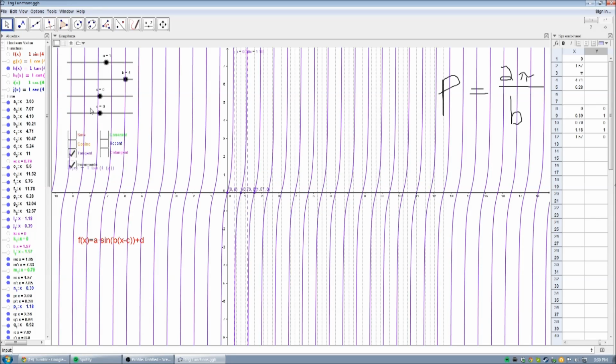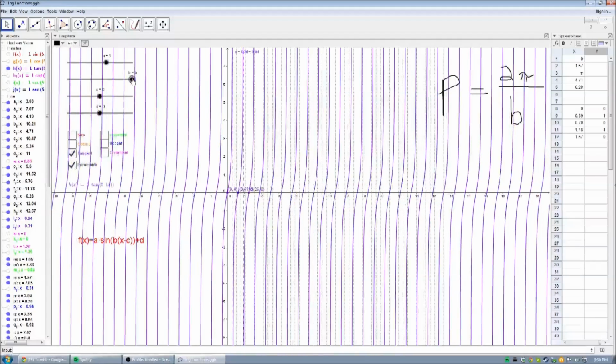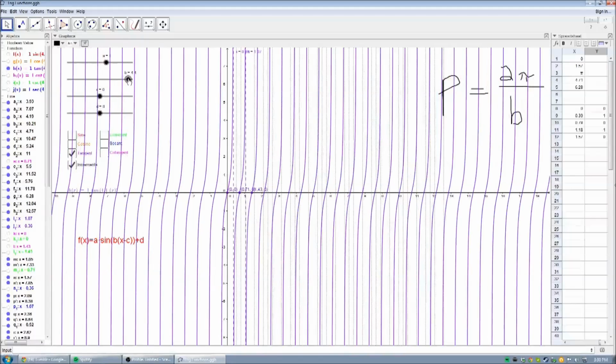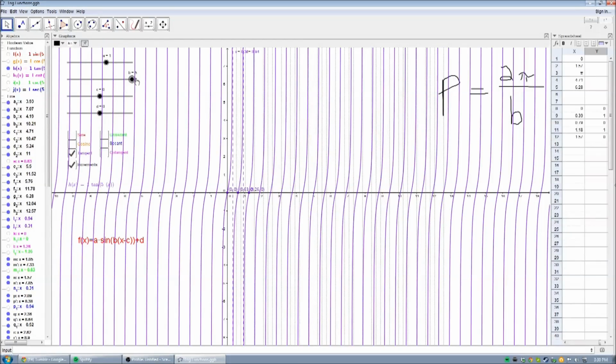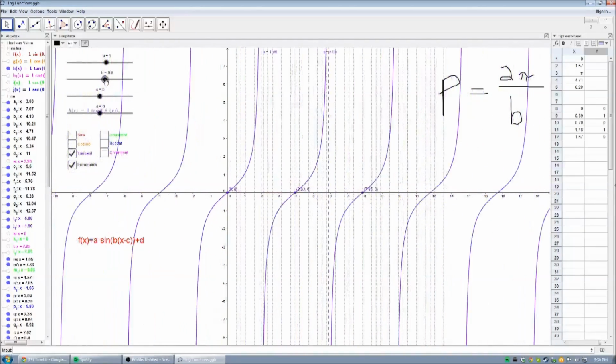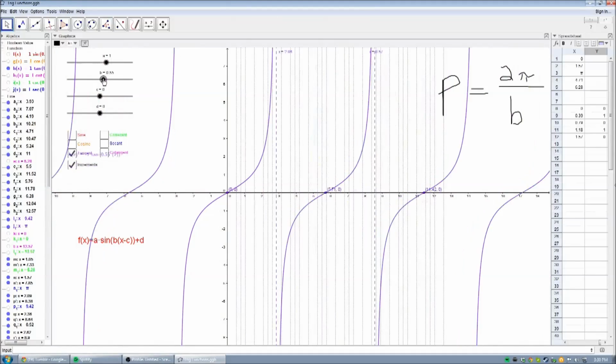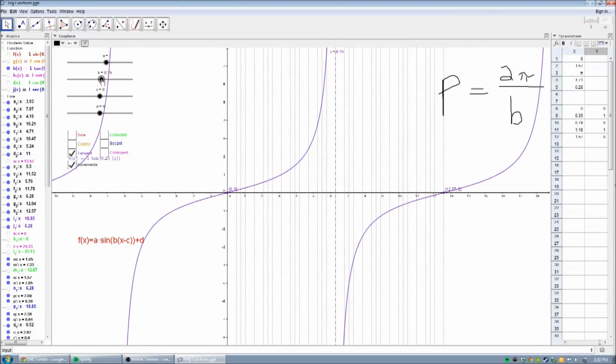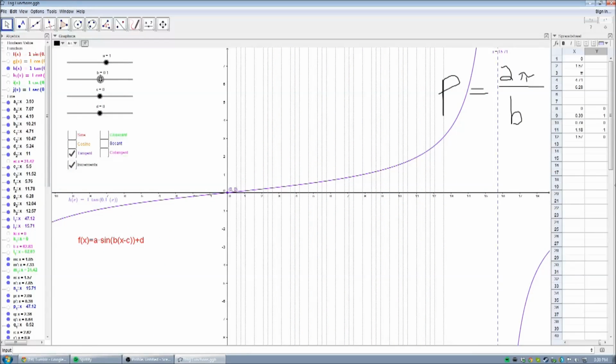Again, same thing happens with tangent. With higher b variables, the more horizontally squished the graph will be. With decimal ones, it gets very stretched out horizontally. Very stretched out.